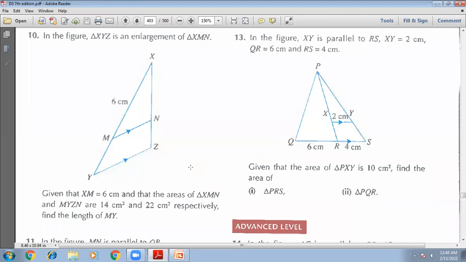The second part of question number 13 is he wants you to find out the area of the triangle PQR. Okay, so this is a new concept. Try to understand. You know that I know the area of this whole triangle. This is the base for both the triangles. So this triangle and this whole triangle, they have this line as their base, and their third vertex is common.